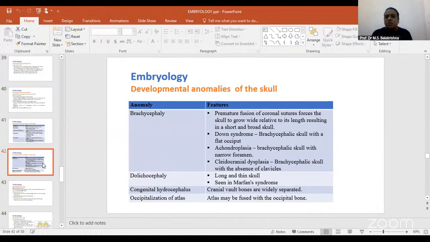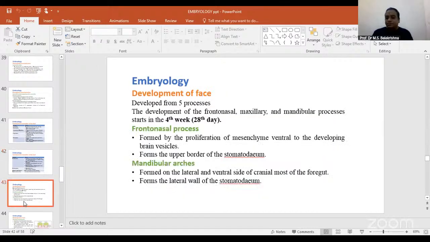Brachycephaly, very small, premature fusion of the coronal sutures. Dolichocephaly, a long and thin skull. Congenital hydrocephalus, the cranial vault bones are widely separated. So there is a space, the sutures are not fused. So these are the terms that you should learn.